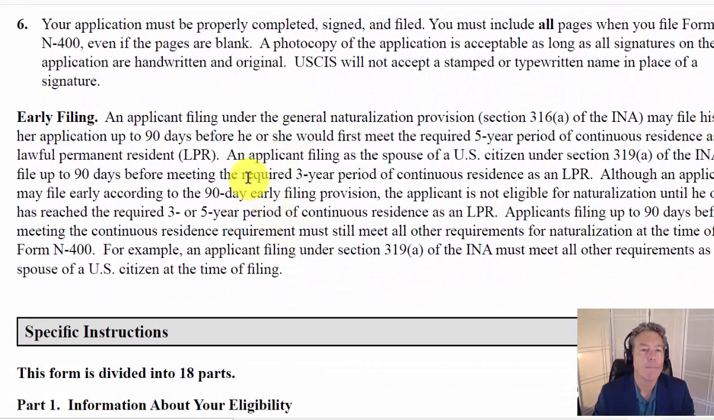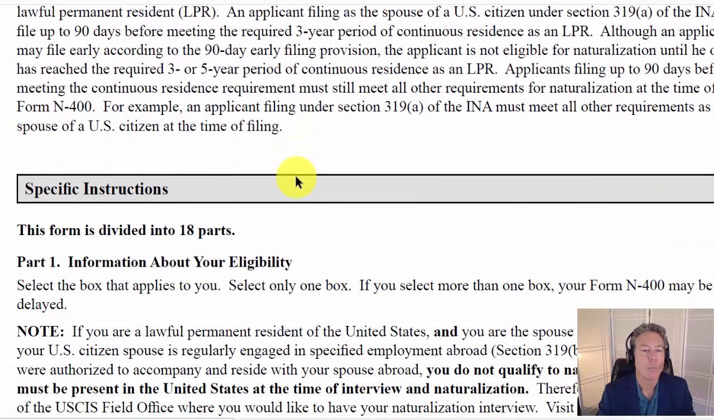Let's see. Early filing. An applicant filing under the general naturalization provision may file his or her application up to 90 days before he or she would first meet the required 5-year period of continuing residence as a lawful permanent resident. So that's cool. You get an early 90-day window to file your application, get a little bit of a head start. And it's also true for the 3-year period as well.